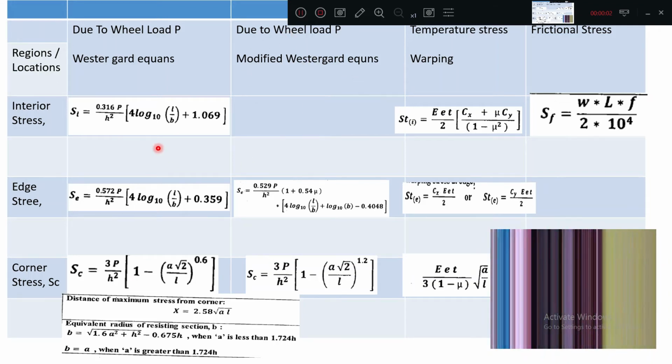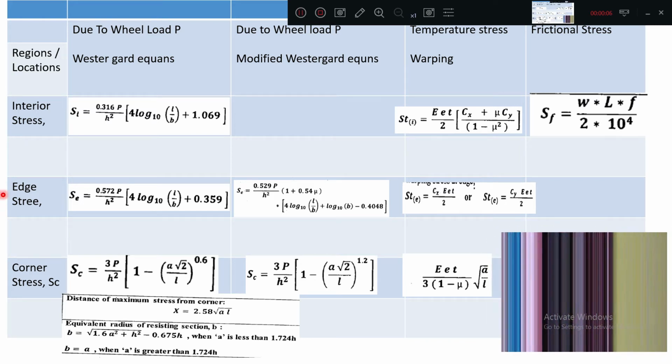Now this table is very important to solve all the problems. Now see, in this one I have given the locations where you need to calculate the stresses. Locations or regions: one is interior portion, edge portion, or corner portion. This is stress, okay? This is a spelling mistake. Interior, edge, corner. So in all the three locations there are three different types of calculations.